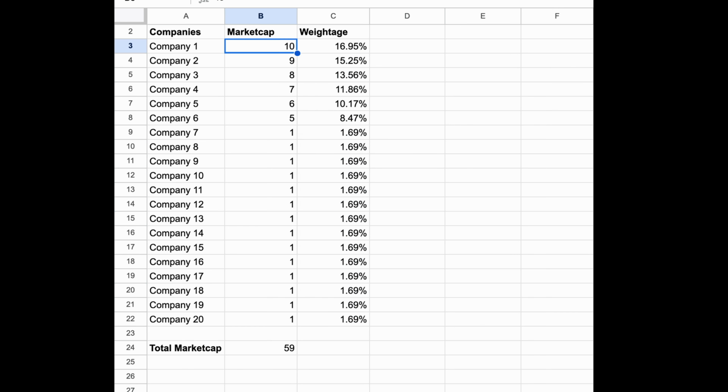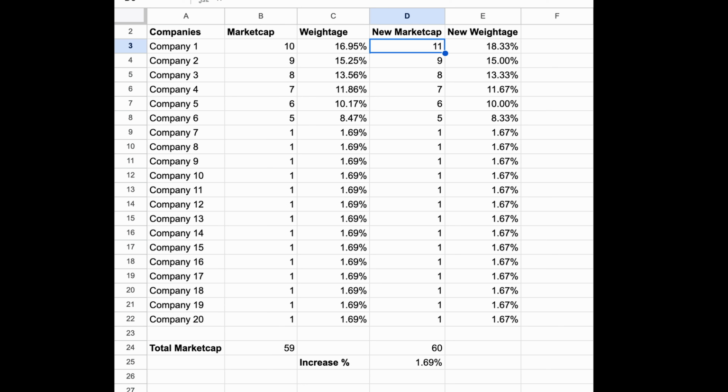So a 10% change in company 1 will have a bigger impact on the index than a 10% change in company 20. Let's say that company 1 goes up by 10%. So its market cap becomes 11. It increases the index by 1.69%. But if company 20 goes up by 10%, its market cap will be 1.1. This will increase the index by only 0.17%. This is how the individual price movement of each company in the index moves the value of the index.